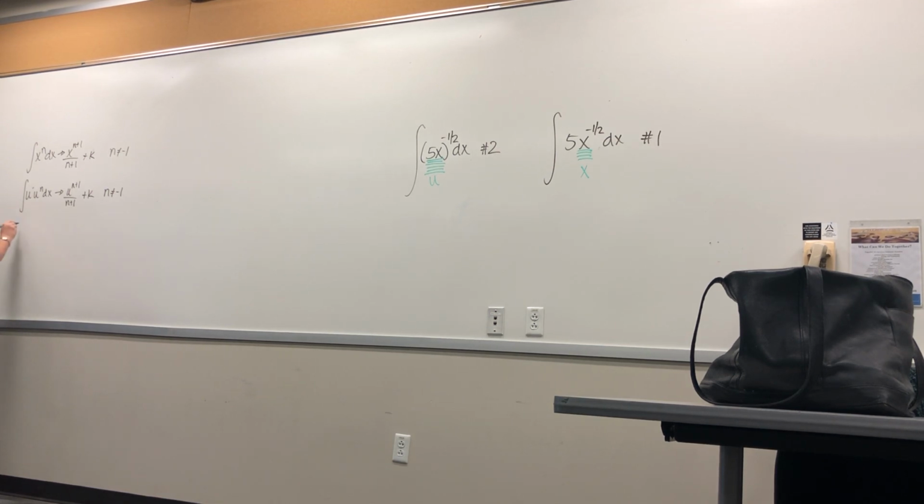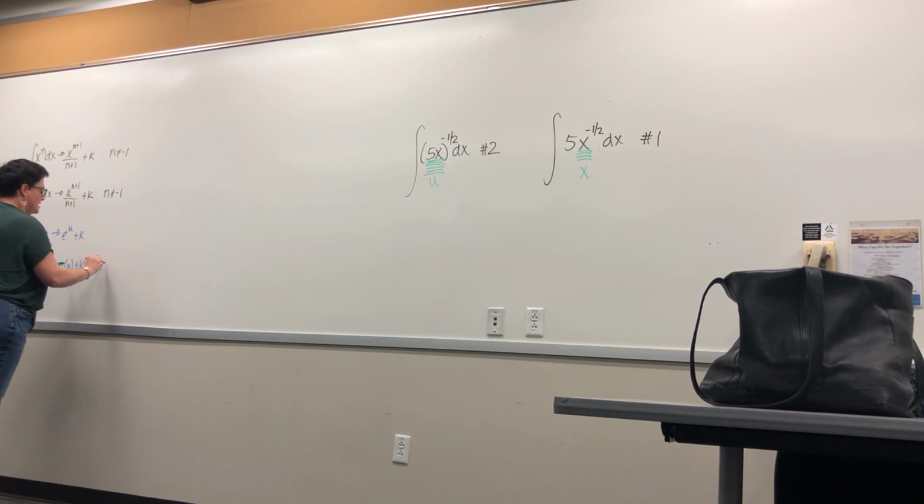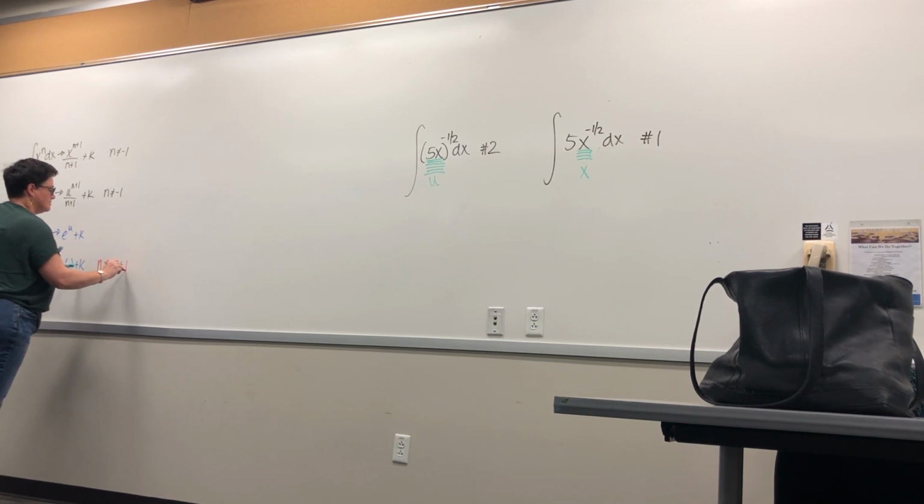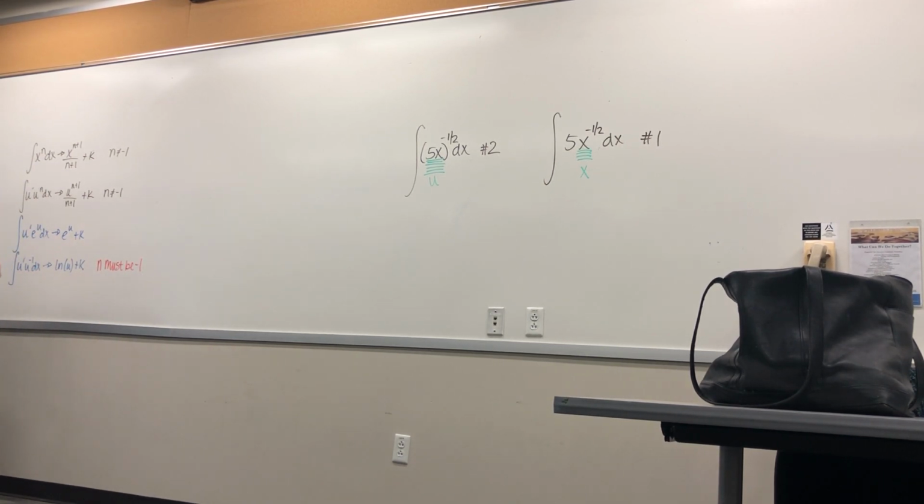But now I'm going to add these two. U prime e to the u with respect to x becomes e to the u plus k. No limits. And then finally, u prime u to the negative 1 with respect to x becomes natural log of u plus k. And in great big red letters, n must be negative 1 in this case. It has to be. Is this 12.3? This is 12.3.